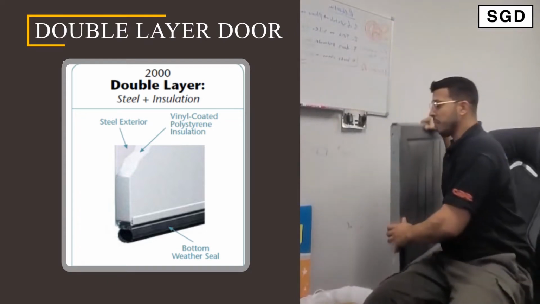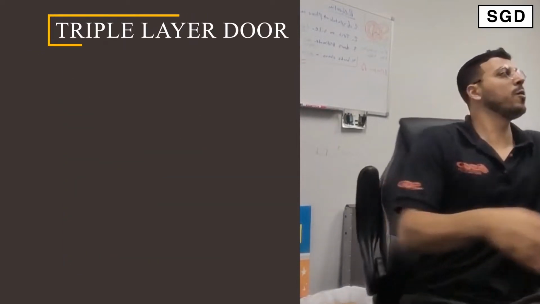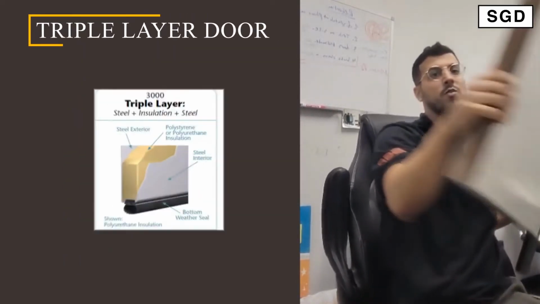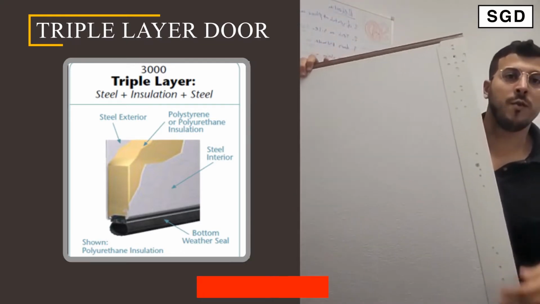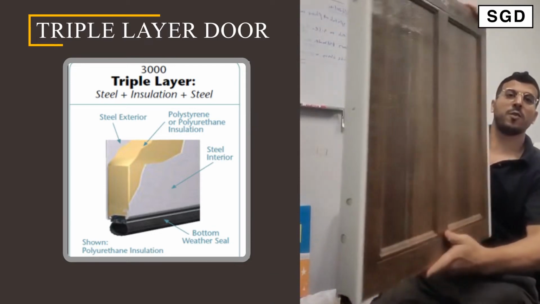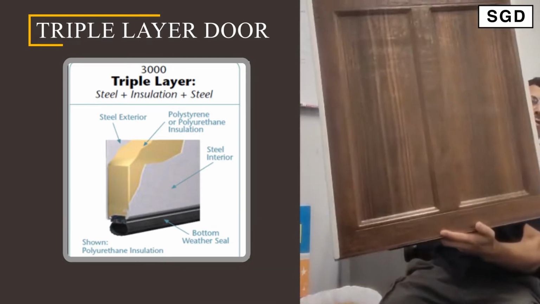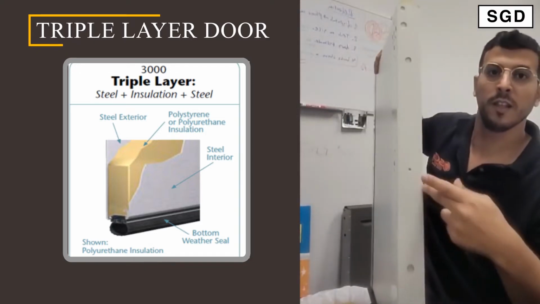Then the third type of door that we will be talking about is going to be a triple layer door. Triple layer door is also called fully insulated. Why is it called fully insulated? Because it has insulation. It has steel from both sides, okay? So the foam is basically sitting inside this door.